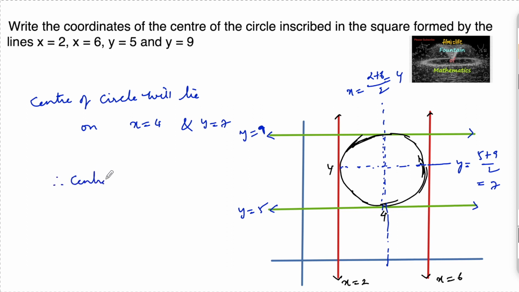Therefore the center of the circle can be considered to be (4, 7).